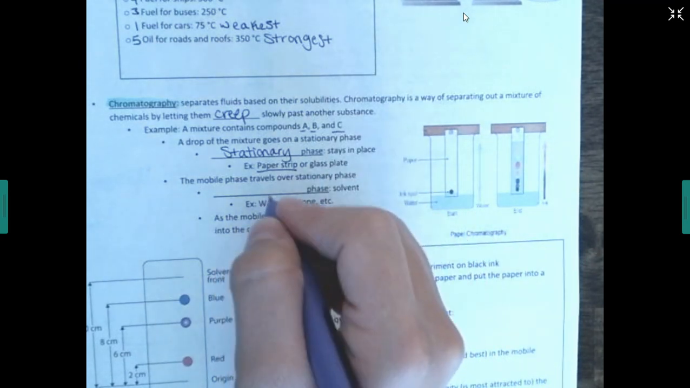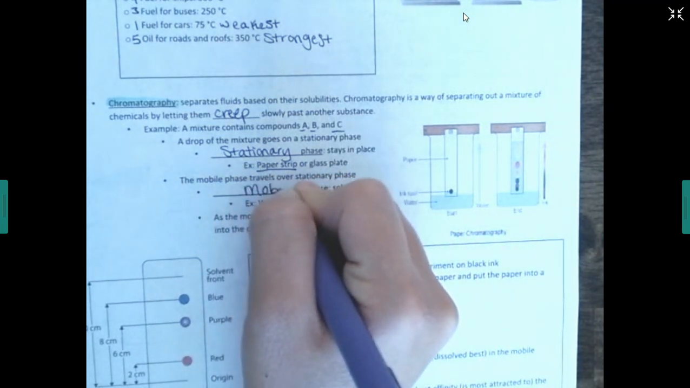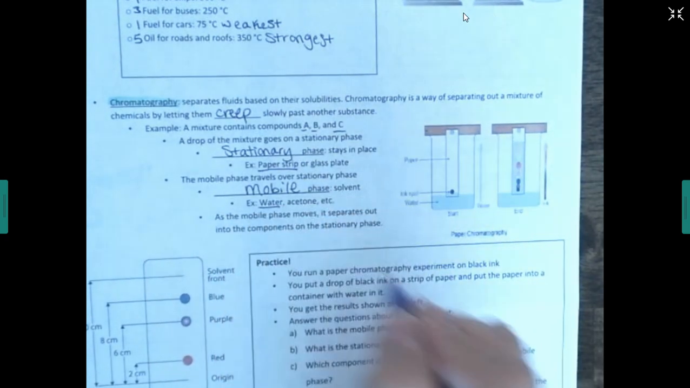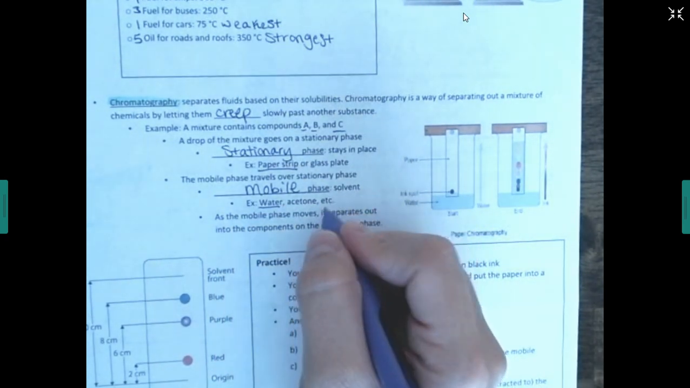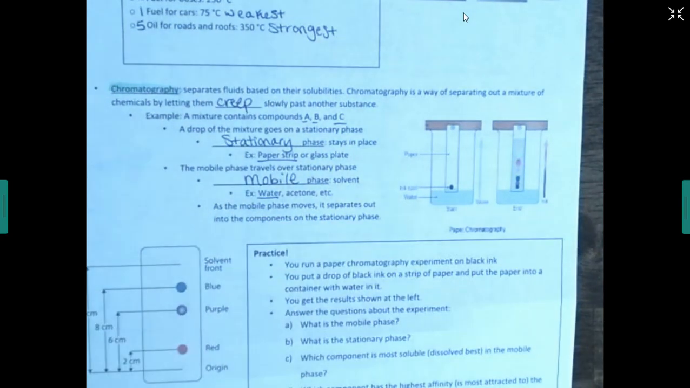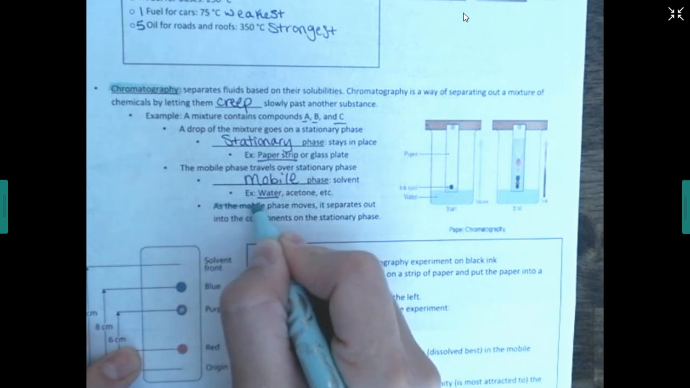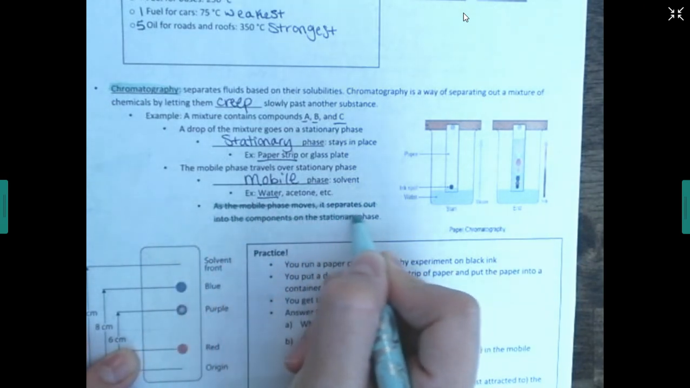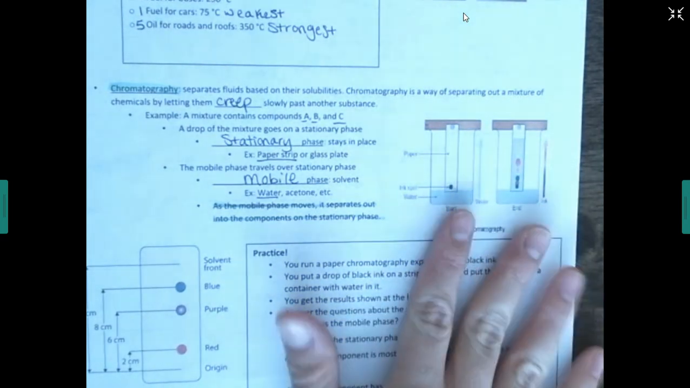Now your mobile phase is some sort of solvent like water or acetone that's going to travel over the stationary phase. And as the mobile phase moves, this is kind of the key to chromatography. As the mobile phase moves, it separates out the components on the stationary phase. Now, the most classic type of chromatography that we see in 8th grade chemistry is paper chromatography.